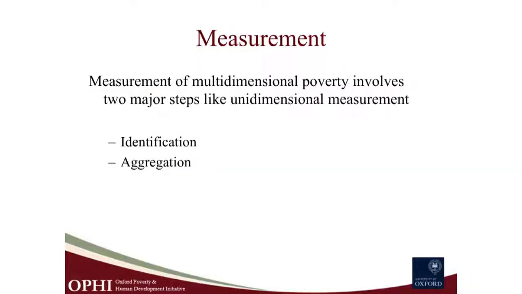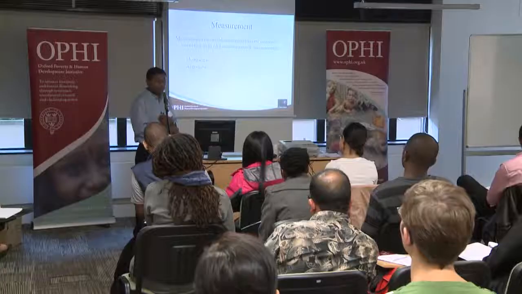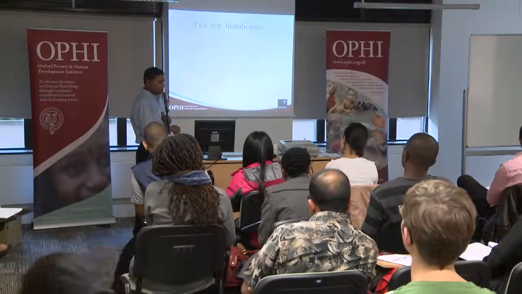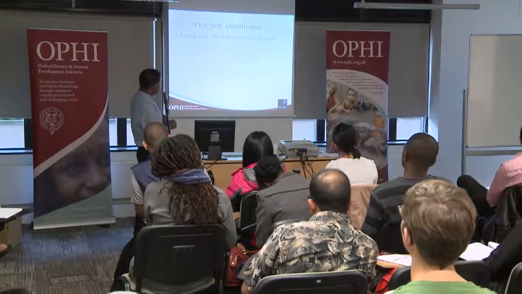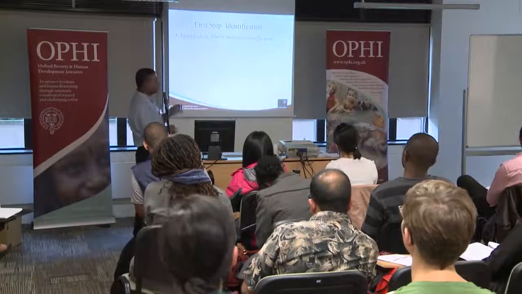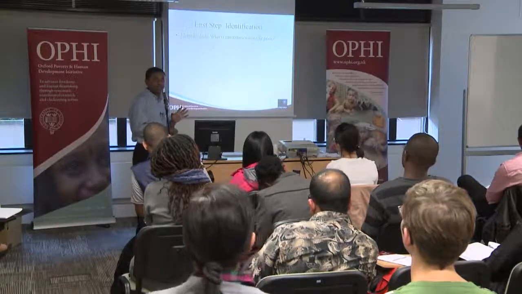Very similar to the single dimensional measurement, of course, you have to select the space first. Space means the set of variables and dimensions. And then it has 2 additional steps, which are identification and aggregation. The first step is identification. So what we do first is, who is multidimensionally poor? That's the question that we are going to answer here. Okay?